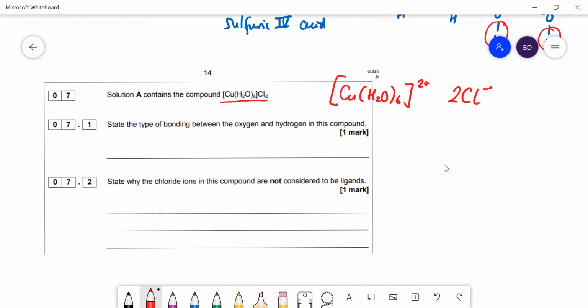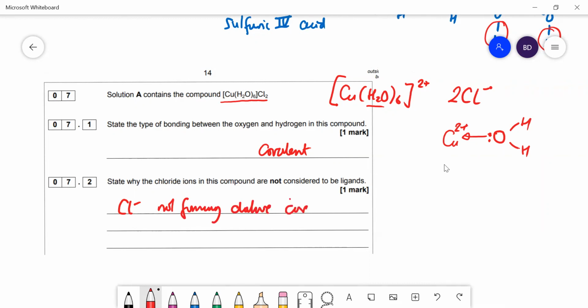What is the type of bond between the oxygen and hydrogen in this compound? Well, you've got a water molecule, that's just straightforward covalent. It's not dative covalent, just a normal covalent bond. State why the chloride ions in this compound are not considered to be ligands. Well, it's because the waters are the ligands, because they're the ones forming the dative covalent bonds, that ligand to the central copper ion. So I'll just say here that the chloride ions are not forming dative covalent bonds or any kind of covalent bond to the metal ion. And that's the definition of a ligand, something that forms a dative bond to a central metal ion.